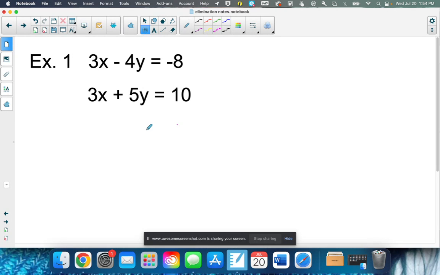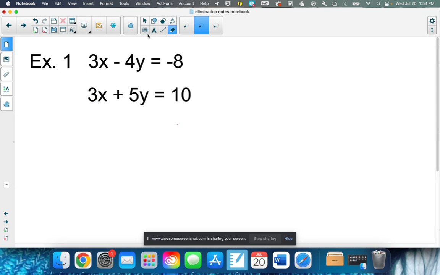Okay, so let's take a look at this system. 3x minus 4y equals negative 8. 3x plus 5y equals 10. Okay, so notice my x's match. They have the same coefficient, right? So I can make that a zero pair if I subtract.